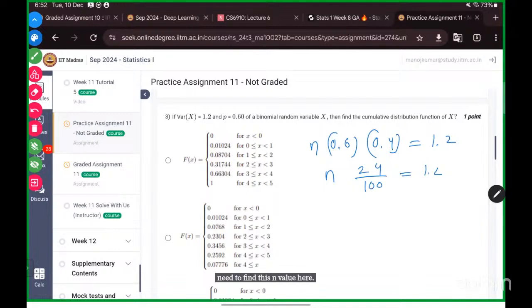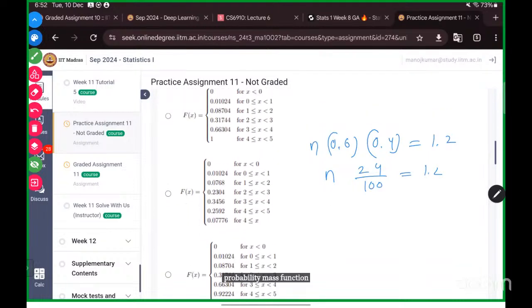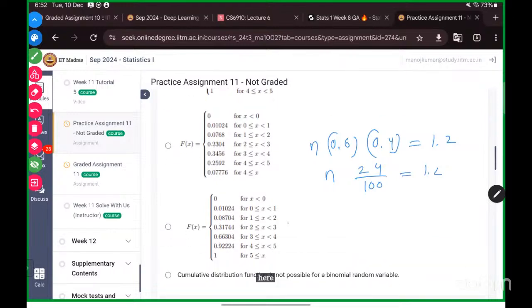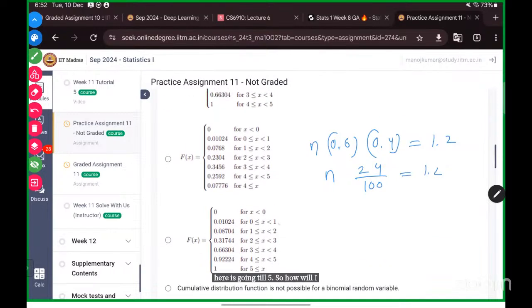Because f of x is what? It's like that probability mass function, right? That is given here. But here, no, see, it's not. It's not going till 4. The probability mass function is going somewhere else. Like here also it's going till 4. Here it's going till 5. So how will I know, is it 4 or 5?